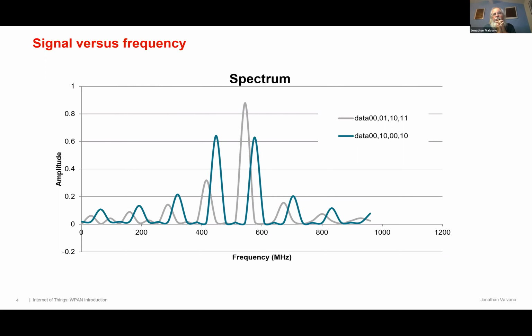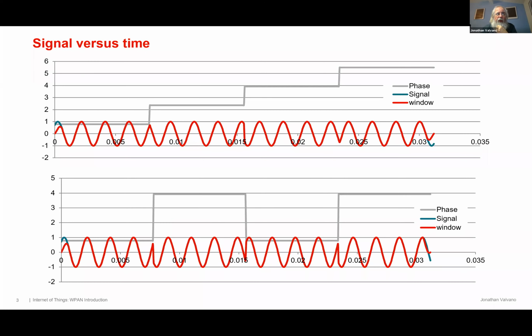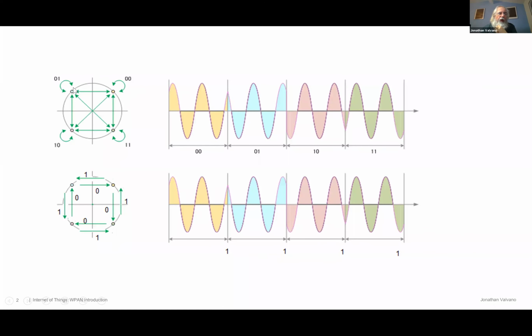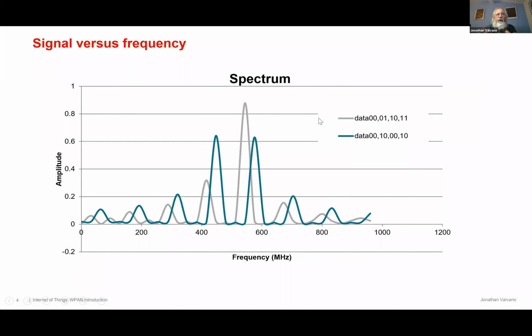But it illustrates the point that in this case here, the dark blue lines are the ones that went from 45 degrees to minus 35 back to 45, whereas the gray one went 45, 135, minus 135, minus 45. That's what the gray one did. And so there was less broadening of the spectrum.